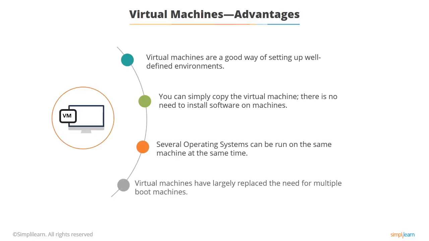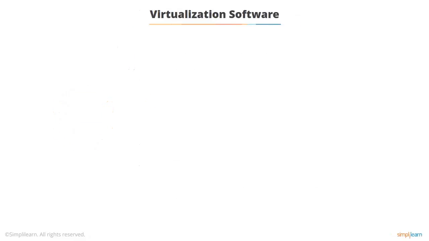And they get rid of the need for multiple boot machines, because if you wanted to have a multi-boot machine, you had to shut down your operating system and start up the next one. And with a virtual machine, you just simply fire up another virtual machine on your current operating system, and that's fine. We don't need multiple boot machines. We can have virtual machines which we just fire up, and they just work.